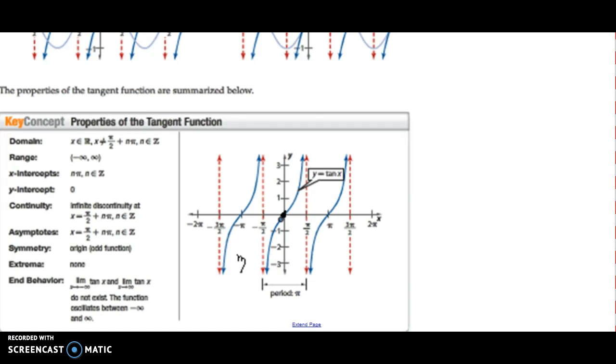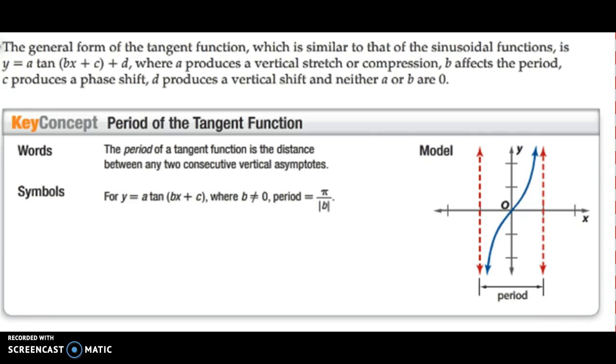You'll see that the period is from one vertical asymptote to the other. So this value right in here is the period. If we have a change in period, that vertical asymptote's location is going to change as well. The period, again, is pi over the absolute value of b. We talked about that earlier, but this is where it comes into play more. If you have the function y equals a times tangent of bx plus c, pi over the absolute value of b is going to be my period.